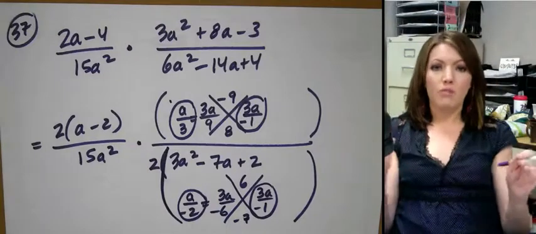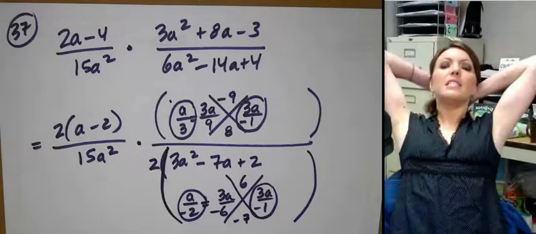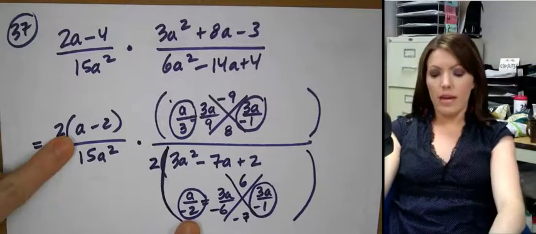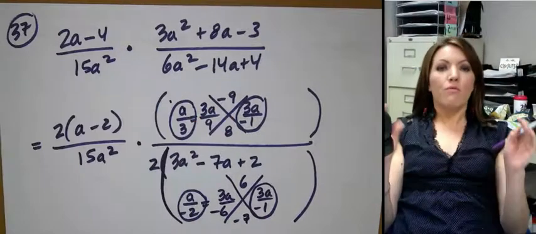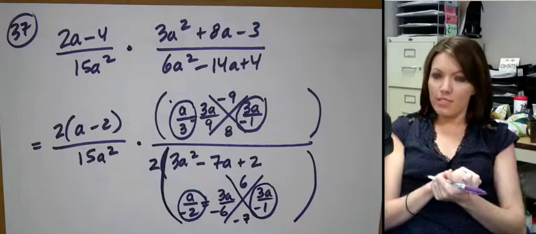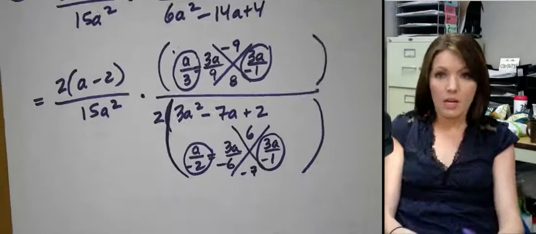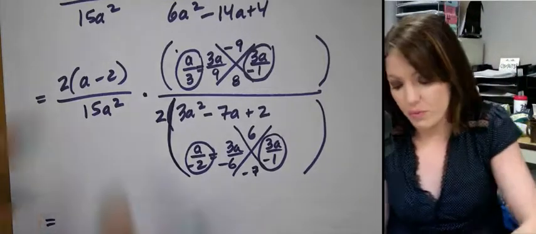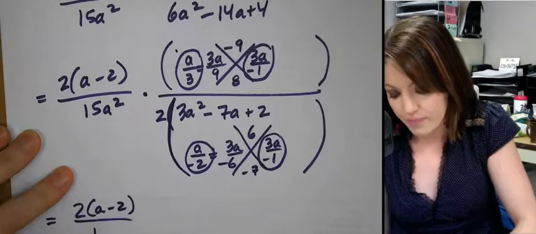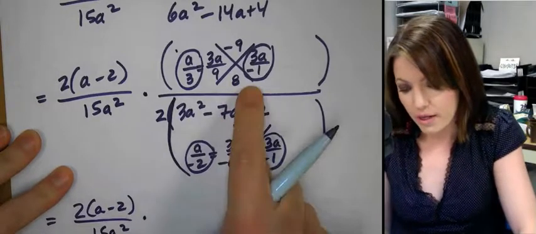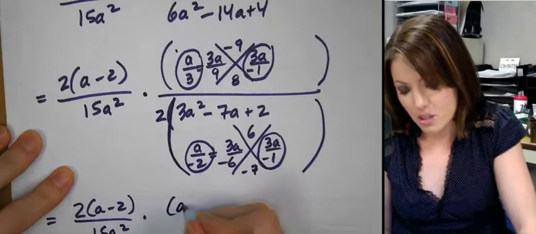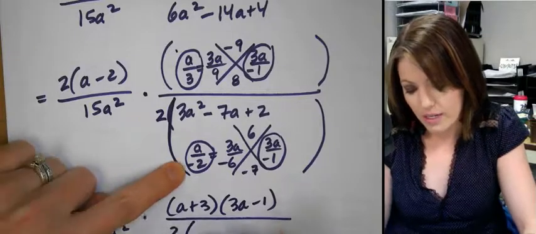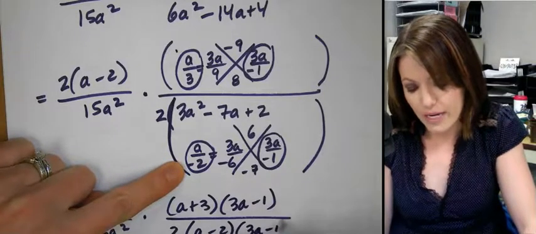Okay, so some of you might be able to look at this already and see right off the bat that a couple things are going to cancel, like the a minus 2s and the 3a minus 1s. But for the sake of organization, which I tell you is so important with a lot of these math concepts, we're going to go through and write out what we're left with. So here we have 2 times a minus 2 and 15a squared. That didn't change. This one ended up becoming a plus 3 and 3a minus 1. The bottom we had a 2 here, and then an a minus 2 and a 3a minus 1.